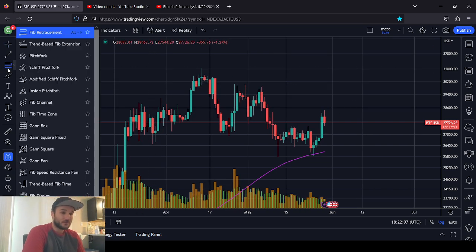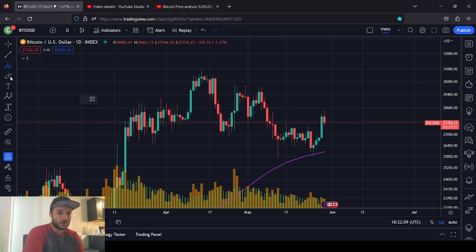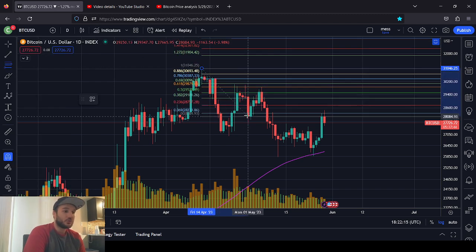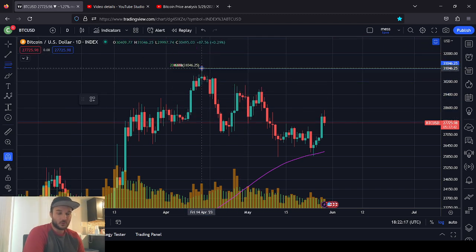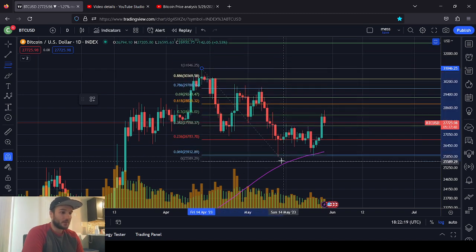So if you click here, it might be a pitchfork, it might be something else, I don't know, but you click here, make it your fib retracement tool. This is a standard tool. Your tool will not look like this, but normally this is how I do it. I draw from top to bottom.